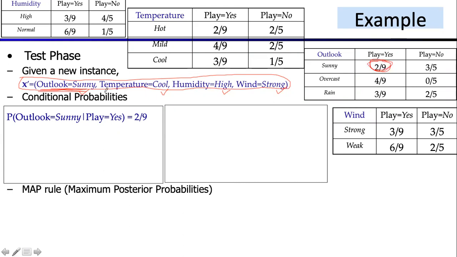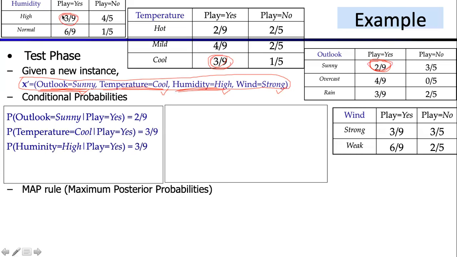Similarly, what's the next condition? Temperature is cool. We'll see that the temperature is cool and play yes, the probability is 3/9. Okay. Similarly, you find out the humidity high and play is 3/9. Right? So you calculate all these, and wind strong, again you can find out these probabilities, and you find out all these values that you've got here.